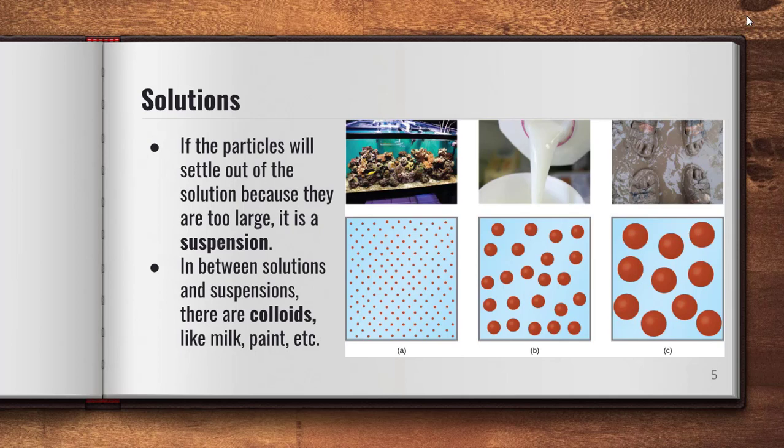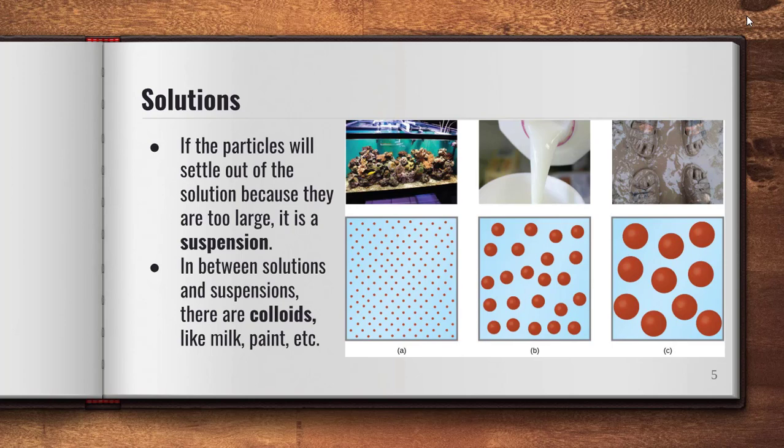Now, depending on the size of the particles and depending on how the particles separate out, we have different types of solutions. If the particles will settle out of the solution because they are too large, that is known as a suspension. So think of mud: eventually the dirt molecules are so heavy that they will settle out of solution. Now, in between solutions and suspensions, there are things that are colloids. Colloids are things like milk and paint. So they are solutions in and of themselves because they have materials that are dissolved in water. But you can't see the individual particles that are in the solution, but the solution is not clear. The example is things like milk and paint.